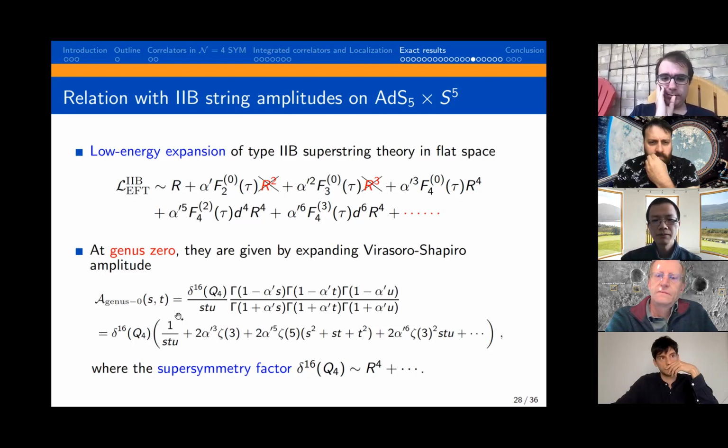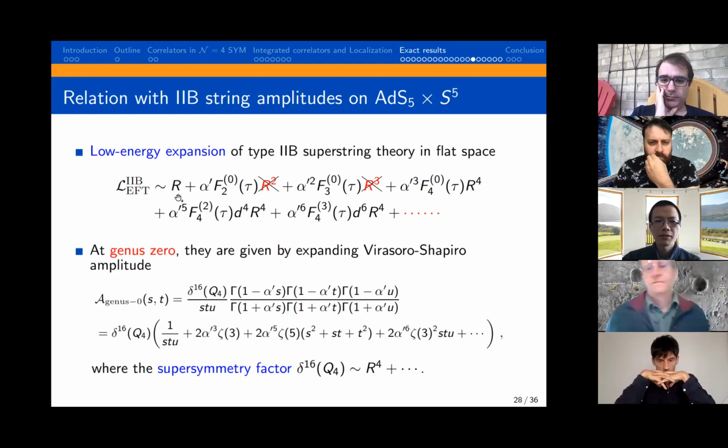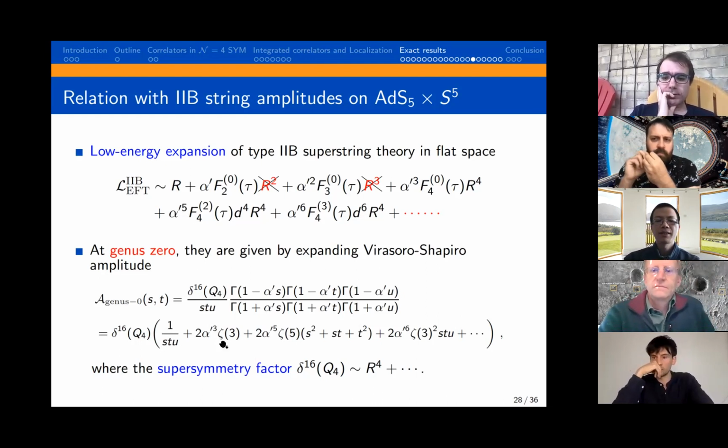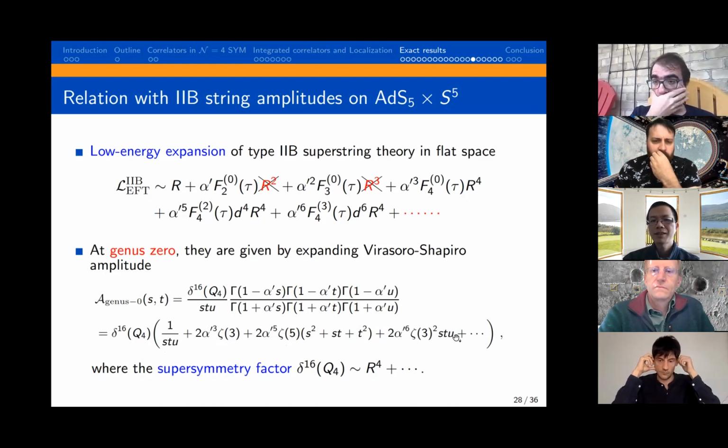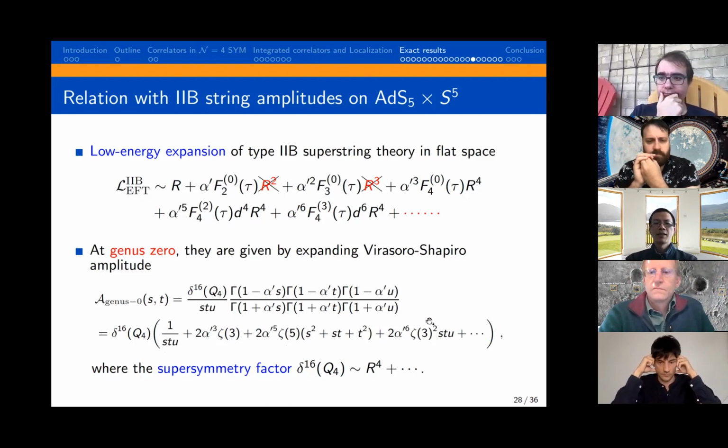And the first guy is just supergravity. So this should be related to R. So 1 over STU, probably you saw it. And then the next one is R to the 4, this one. And then there's D4 R to the 4. So this is related to the 4 derivative. Then you have D6 R to 4 related to the 6 derivative. Okay. And the coefficient at the genus 0 just shows zetas.